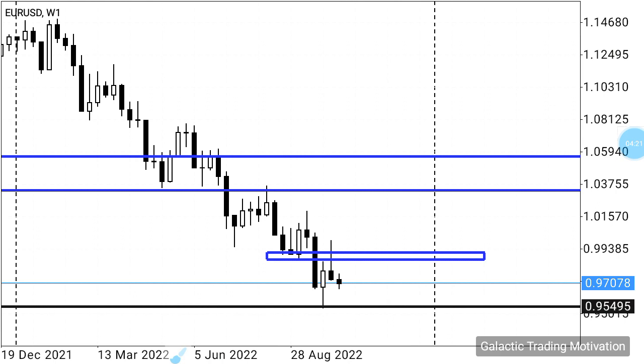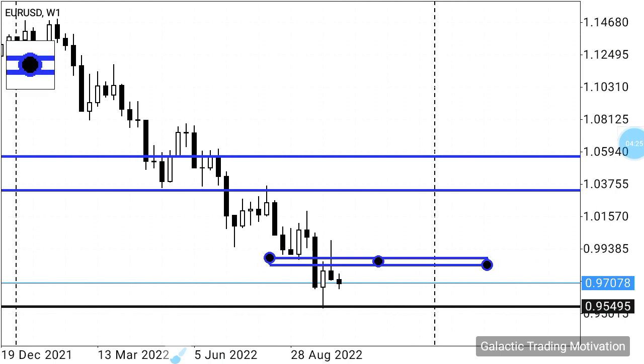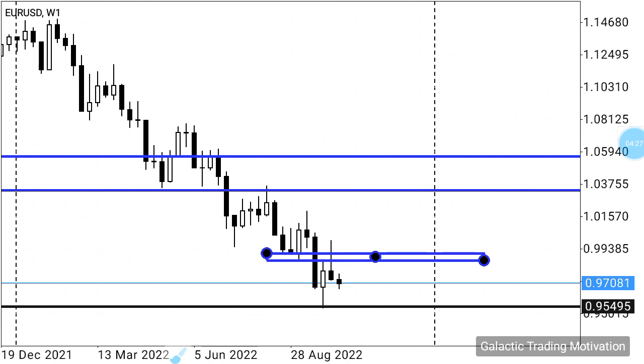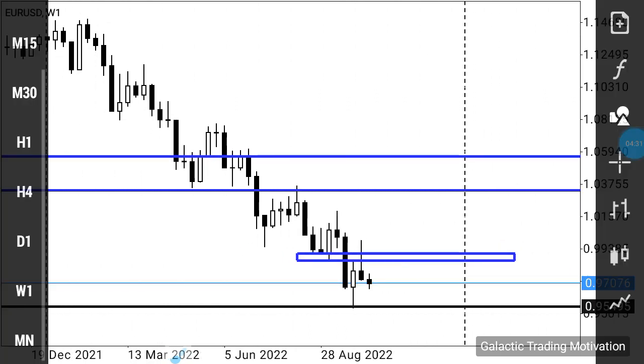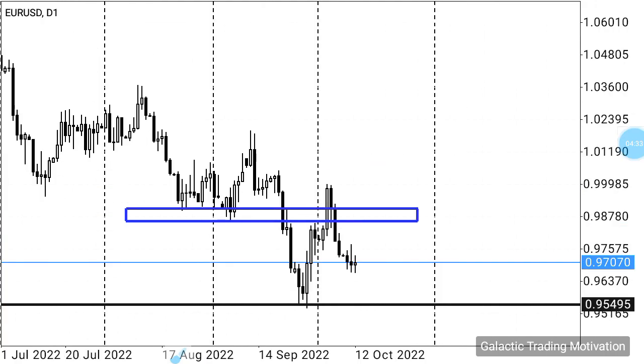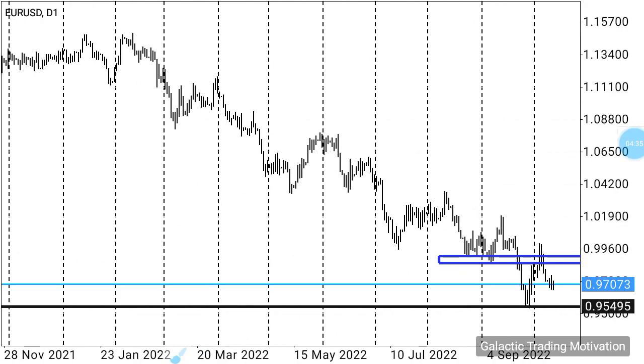And what I'm going to do from here is head down to the daily chart, seeing that I don't really see anything else of importance in regards to the weekly chart, right? So let's go down to the daily chart, and here we are on the daily chart.